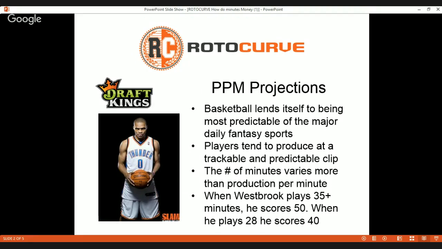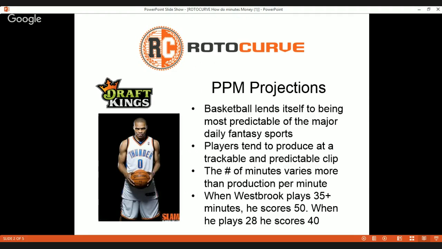The first thing we're going to talk about is the points per minute projection. Basketball is a sport that lends itself to being the most predictable of the major daily fantasy sports. Players tend to produce at a trackable and predictable clip. Basically what this means is if you have a guy like Russell Westbrook, who we see on the left-hand side, when Westbrook plays 35 plus minutes, he usually scores around 50 fantasy points.